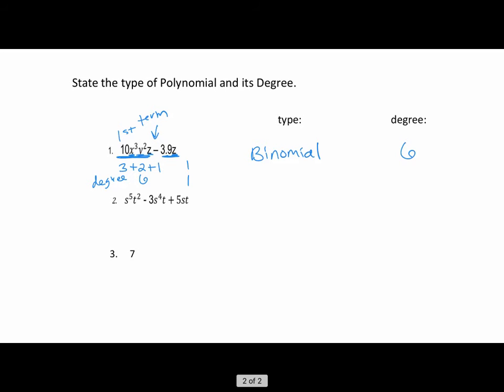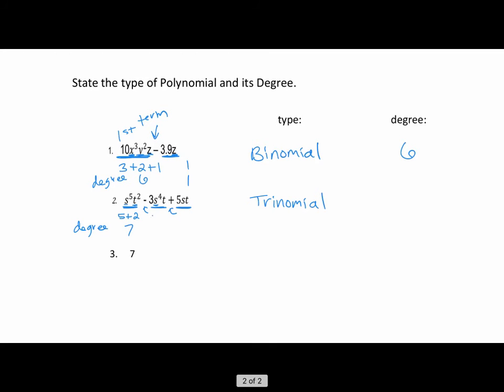Our second example, we have a subtraction symbol and an addition symbol. So that separates the terms here, making that 3 terms in this polynomial. So that is a trinomial. Then I need to find the degree of all 3 terms so I can figure out which one is the highest number. So the first term, s to the 5th and t to the 2nd. So if I add 5 plus 2, that's a degree 7 for that term.